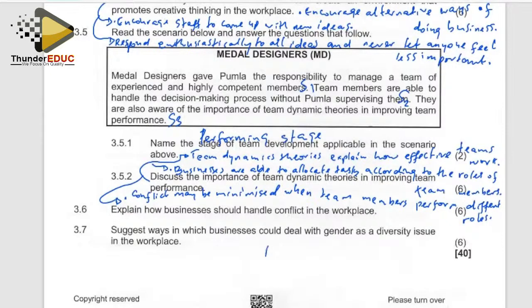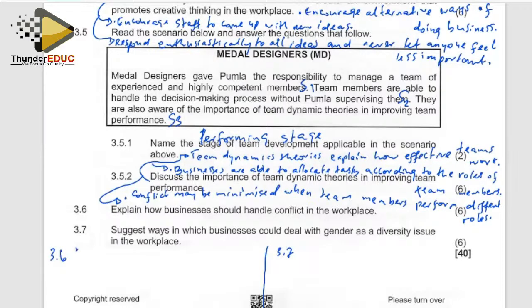3.6. So 3.6 reads as follows. Explain how businesses should handle conflict in the workplace. They must create a healthy competition amongst workers so that they can focus on team targets. And also they must put rules or procedures that may result in good team spirit, as well as giving the provision of proper communications between managers and workers.